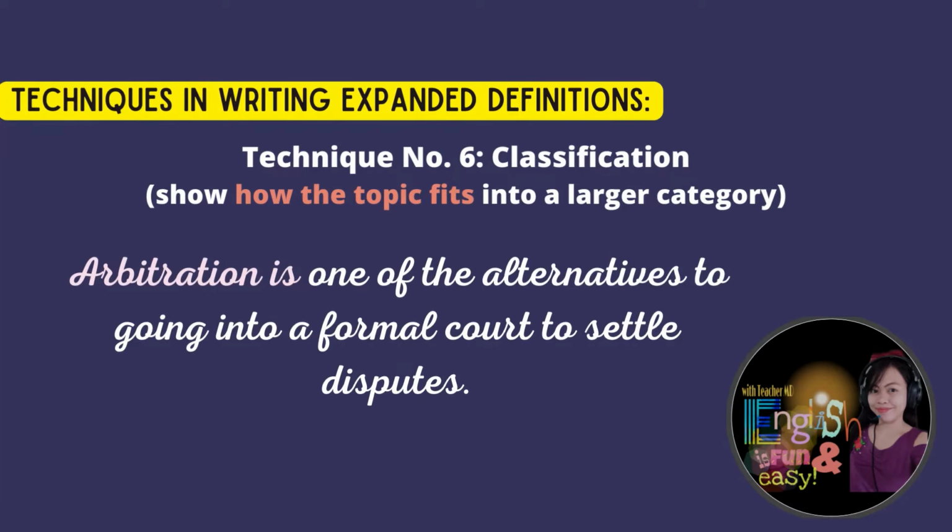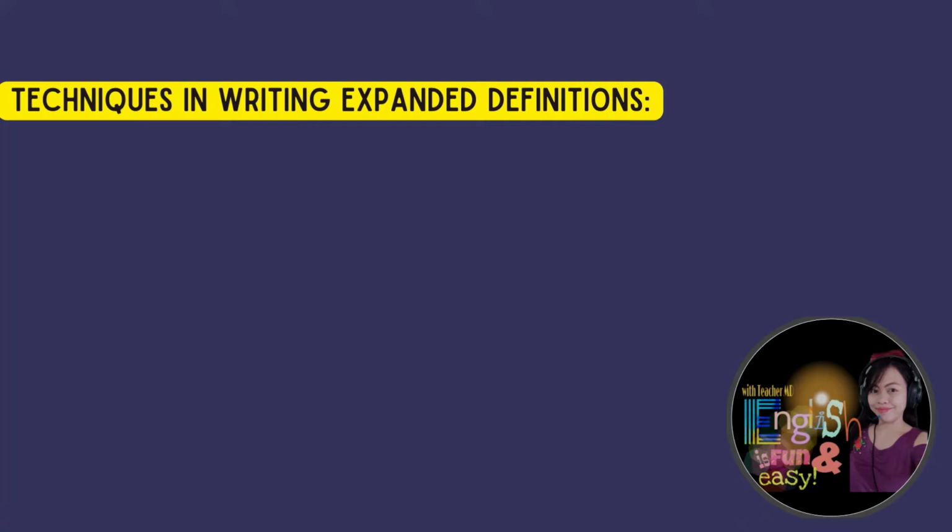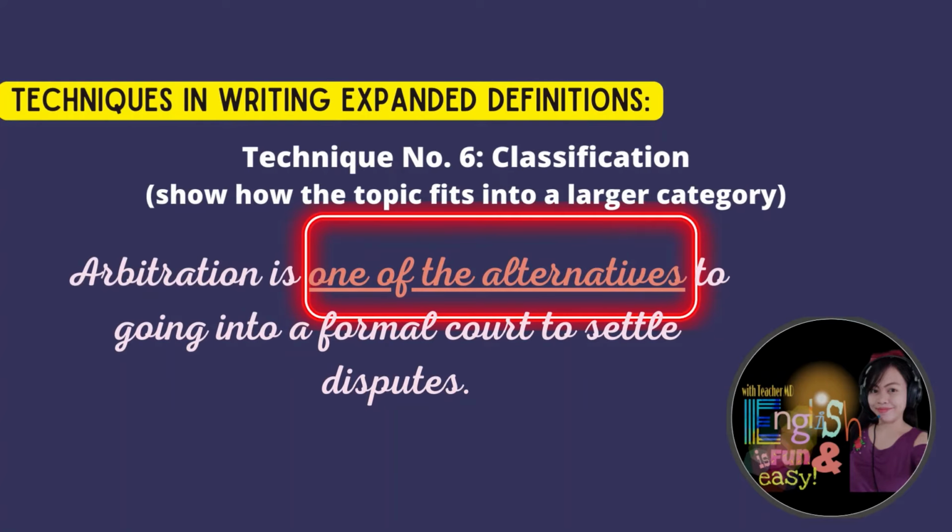Number 6, classification. Show how the topic fits into a larger category. Look at the example. Arbitration is one of the alternatives to going into a formal court to settle disputes. To what category does it belong? That's right, it is one of the alternatives. So now you are classifying the term arbitration.